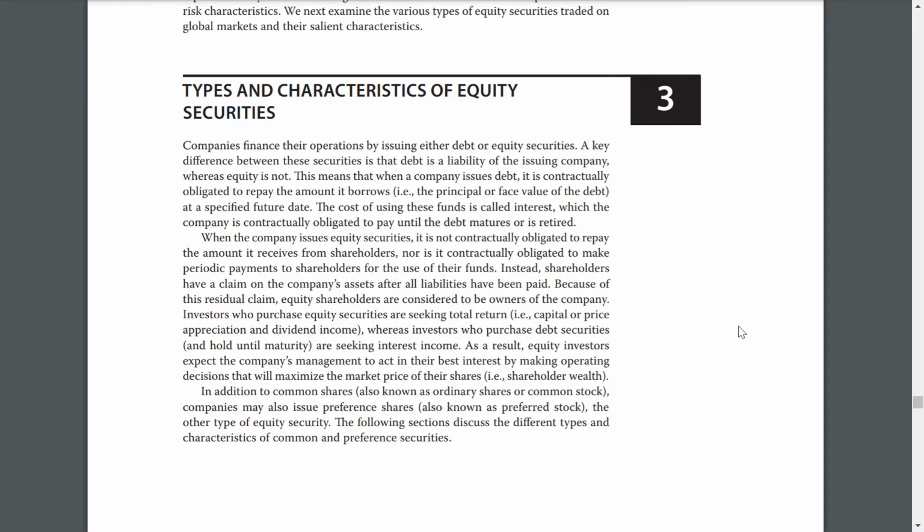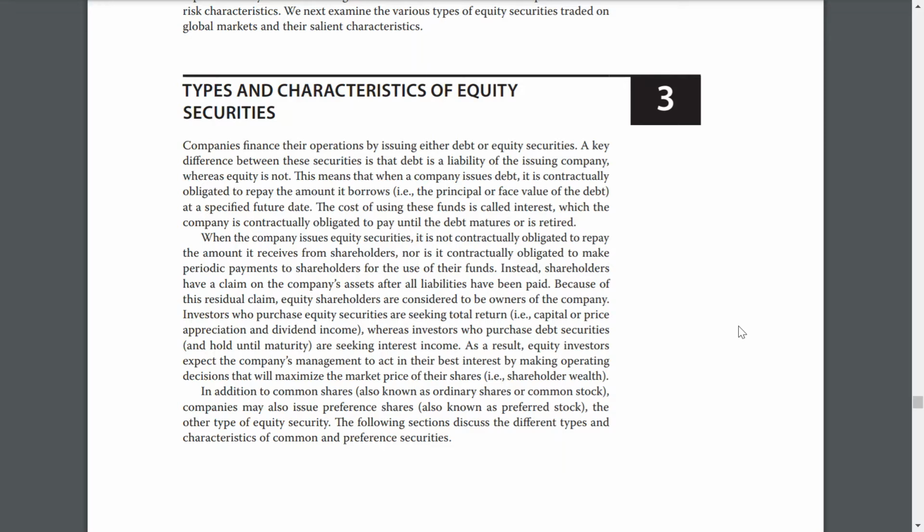When a company issues equity securities, it is not contractually obligated to repay the amount it receives from shareholders, nor is it contractually obligated to make periodic payments to shareholders for the use of their funds. Instead, shareholders have a claim to the company's assets after all liabilities have been paid. Because of this residual claim, equity shareholders are considered to be owners of the company. Investors who purchase equity securities are seeking total return, whereas investors purchasing debt securities are seeking interest income. As a result, equity investors expect the company's managers to act in their best interest by making operating decisions that will maximize the market price of their shares.